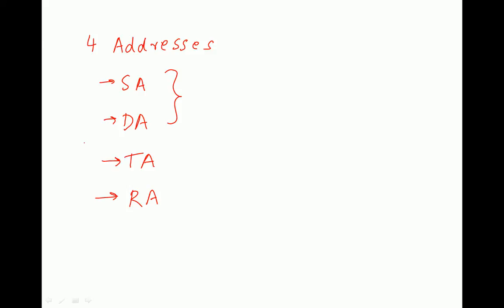Now let's go ahead and have a look at the slightly tougher ones: the transmitter address and the receiver address. If you're going to define it, the transmitter address is the MAC address of the device which is responsible for encoding and sending that frame over the wireless network. So the key thing to remember here is that the transmitter address is the address of the client who is going to be sending the frame over the Wi-Fi medium.